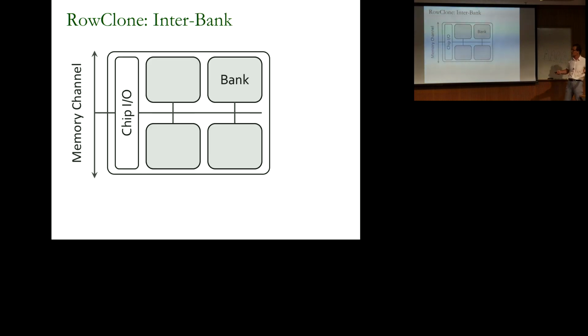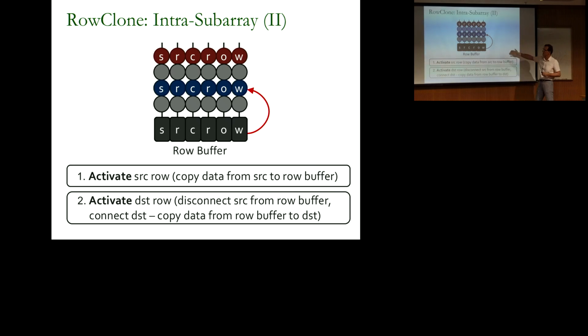Okay, so this is nice, but this requires the source and destination to be in the same subarray. If you ensure that, that's great. And aligned, of course. Also, if you're doing a page copy and your page is 4 kilobytes, but your row is 8 kilobytes, you're really copying more than a page. So there are issues like that, which I'm not going to discuss. Those are hairy issues, I think.